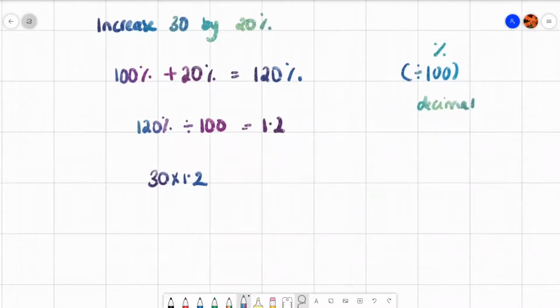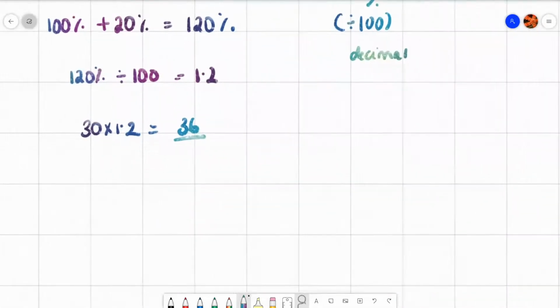Now again, if you've got a calculator, you can easily do that on your calculator. That gives me 36. Oh, not pounds, is it? It's just a number. Just get into the habit of writing pounds. 36. Or obviously you can multiply this.